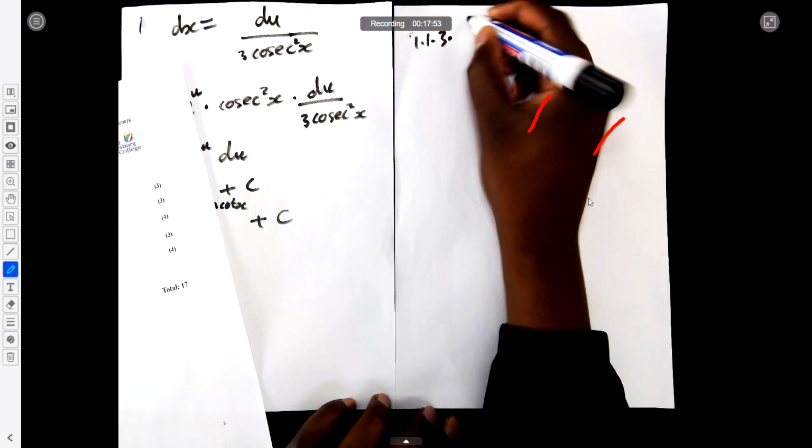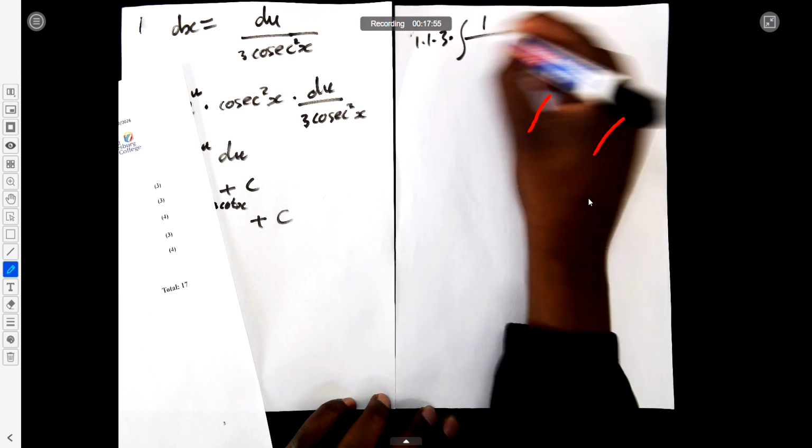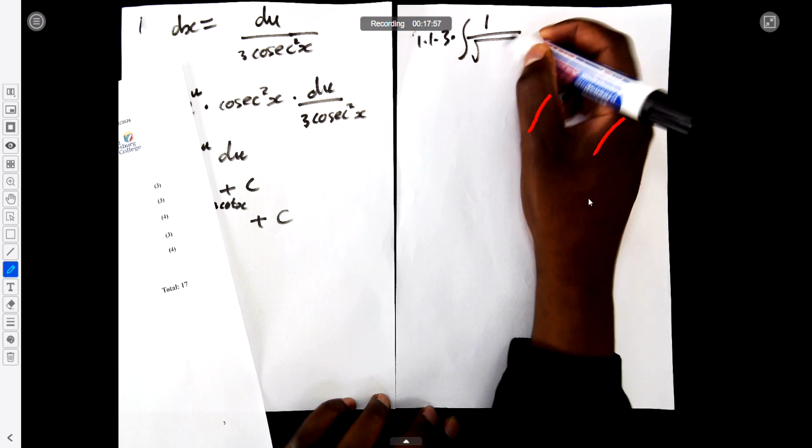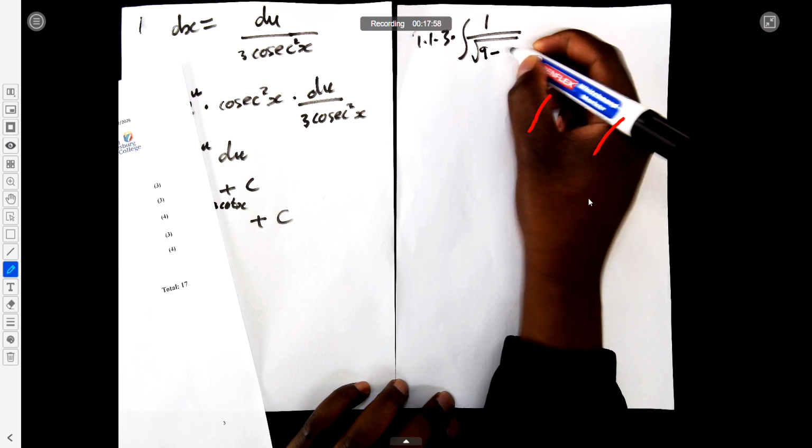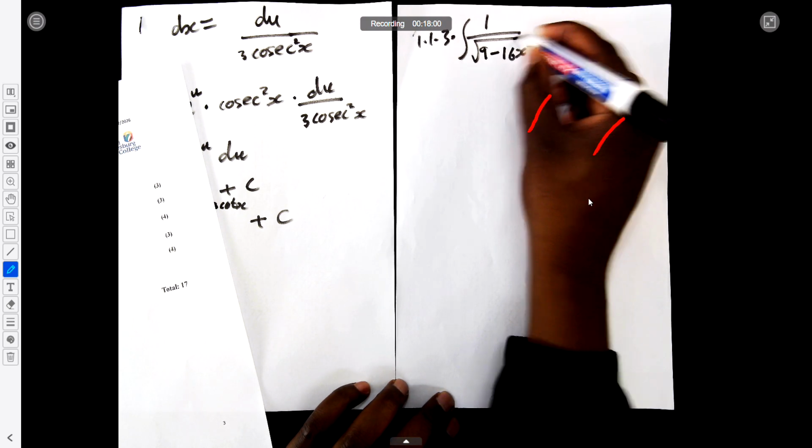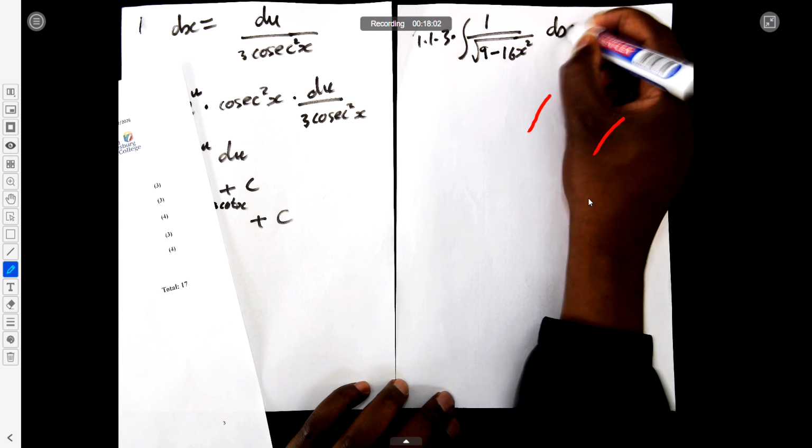1.3. So we're having 1 over the square root of 9 minus 16x squared dx.